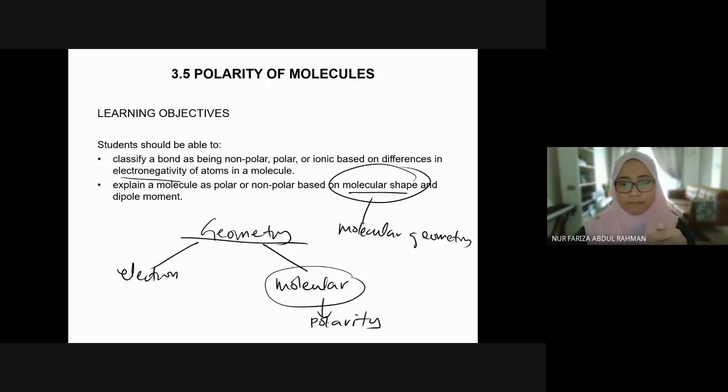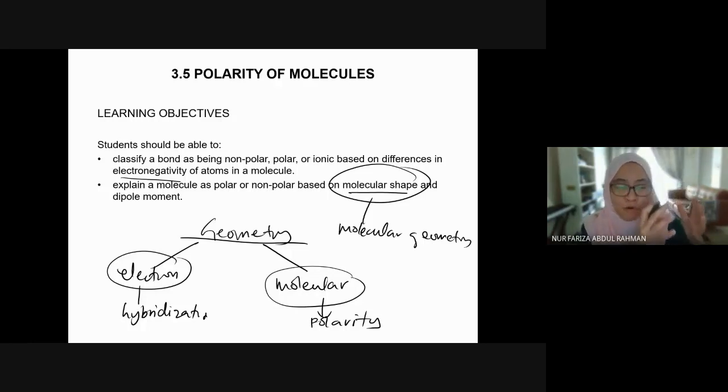Polarity will be based on molecular geometry. On the other hand, electron geometry will be based on hybridization, which is our next subtopic after polarity. Can you see how they are related? It means that if your molecular geometry is wrong, definitely your polarity will be wrong as well. So it is like a chain.